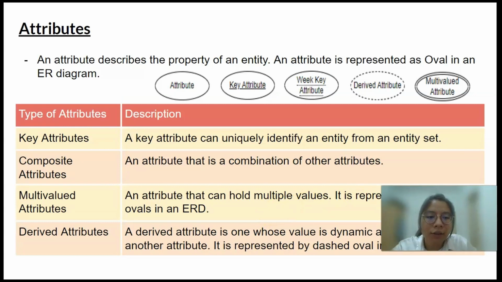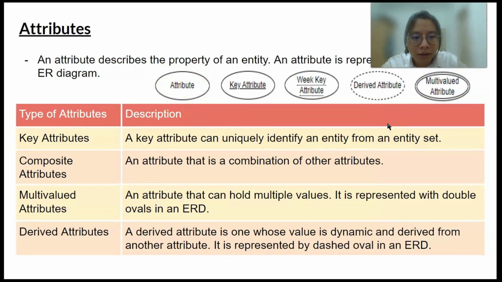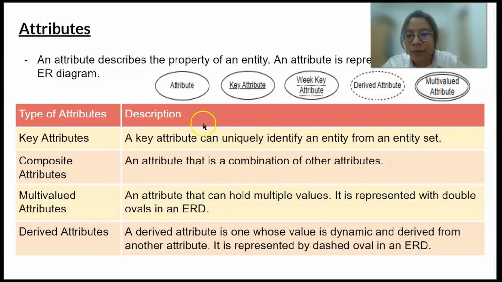Next, we are going to look at attributes. An attribute describes the property of an entity. An attribute is represented as an oval in an ER diagram, like here. Just the oval shape only. Next, we are looking at key attributes. A key attribute can uniquely identify an entity from an entity set.